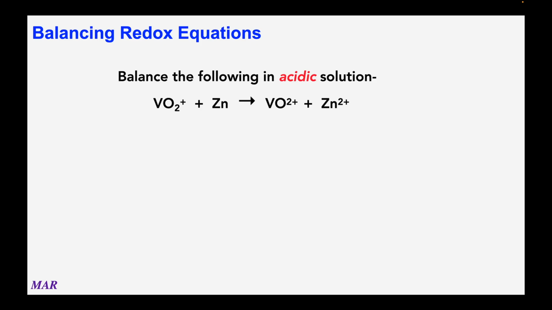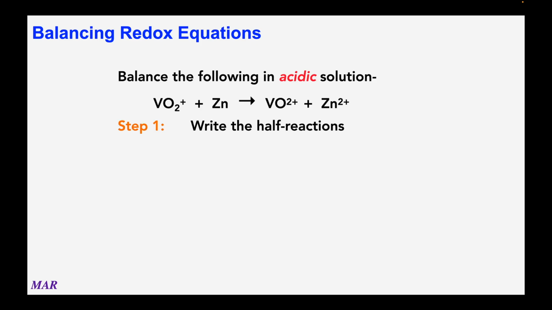Okay, so like before, we're going to have 2 vanadium species that we'll put together, and we're going to have 2 zinc species that we're going to put together. But being in acid or base, which is what the third example will be, is going to be important. In acid, you can only have H+ and water. You can add as much of those as you need to. However, H+ and water is what you need to add. So let's see how this works.